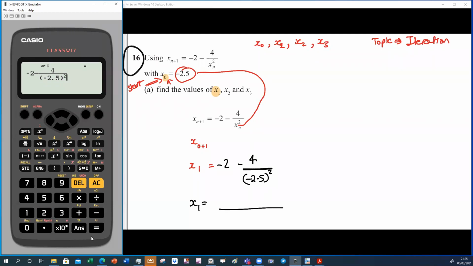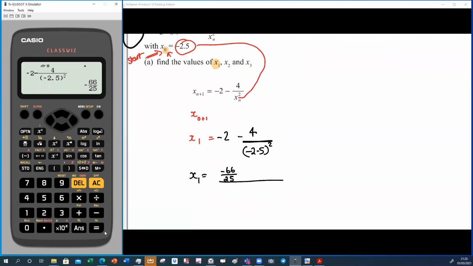Okay, so hopefully what you see here on the emulator should be identical to what you see here in black over here. So hopefully we press equal, we won't get anything crazy, and we get that answer. So I've got minus 66 over 25. At the moment, I'm not really willing to round that off or do anything crazy with that, because I'm going to be putting that into the next one now.